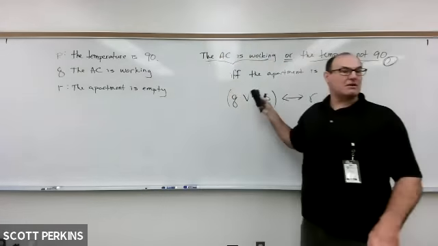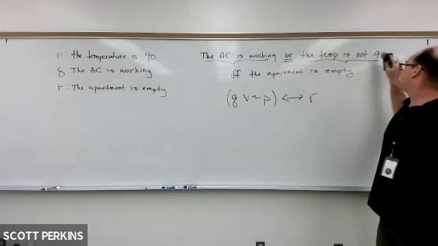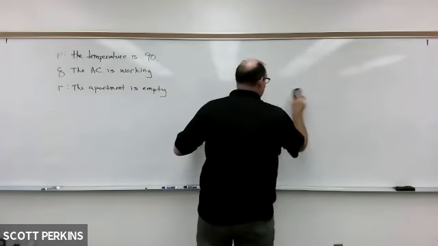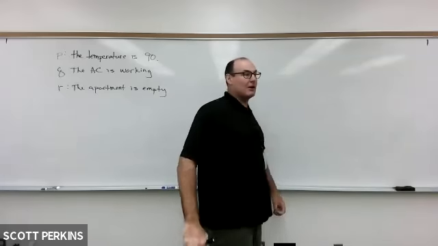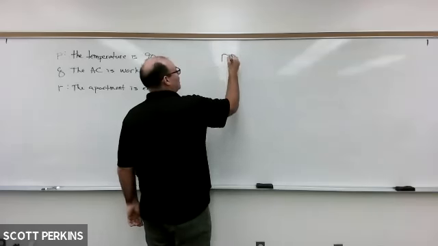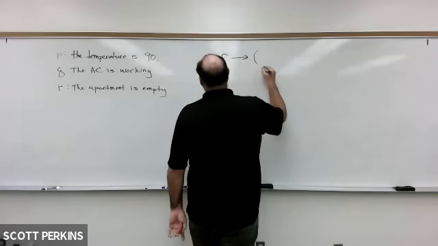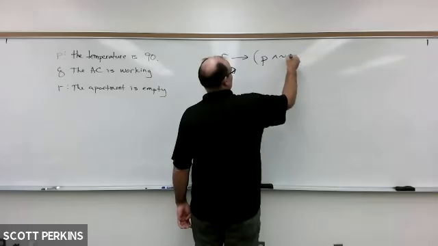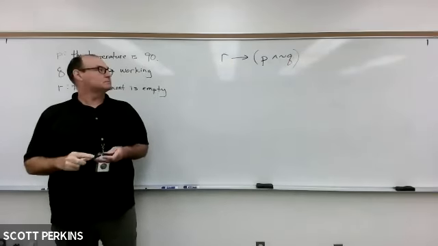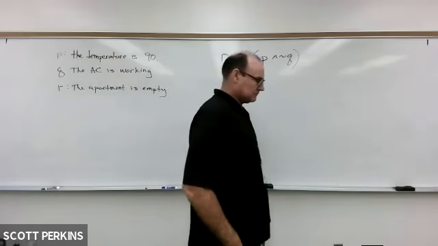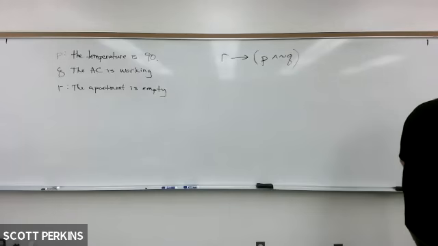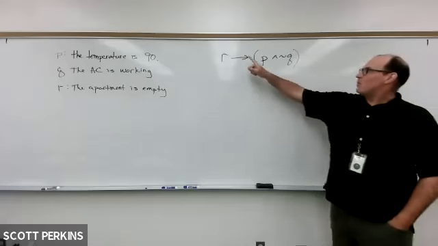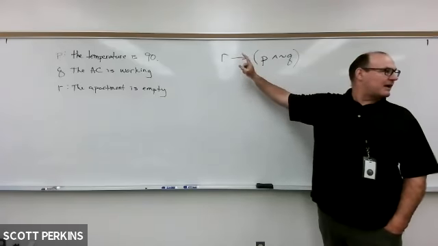Last problem. Can I erase this? Has everyone written this down? I'm going to write something in symbols, and I just want you to make your best attempt. Remember, we're learning here. So I would like you to do R, arrow, and in parentheses, P and squiggly Q. Give it a try. If you need a hint, my hint would be, what does this arrow tell you the first word has to be?